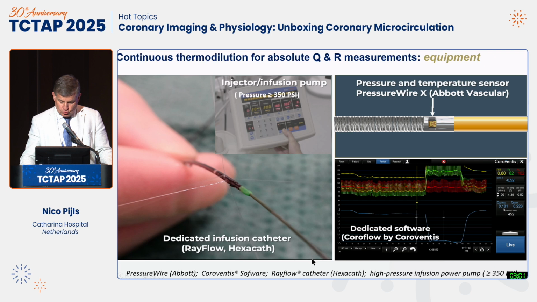This is the equipment you need. It is the regular pressure wire from Abbott, also measuring the temperature. It is the Coroventis software, mostly available in the labs. And then you need a specific infusion catheter, it's called the RayFlow catheter. And you need a pressure pump to infuse the saline. And of importance, this should be a high pressure pump, generating pressures up to 350 psi. That means that a normal pharmacological pump is not suitable, but for example, your power injector in the cath lab can do it.